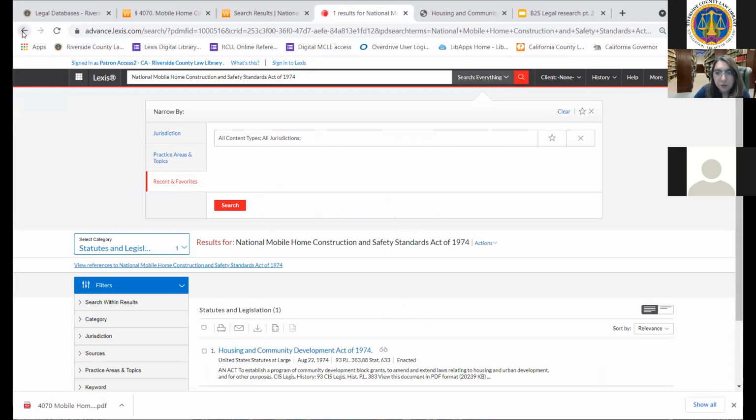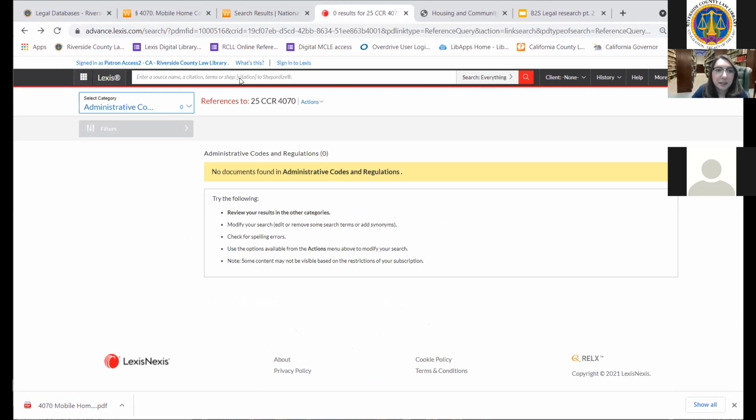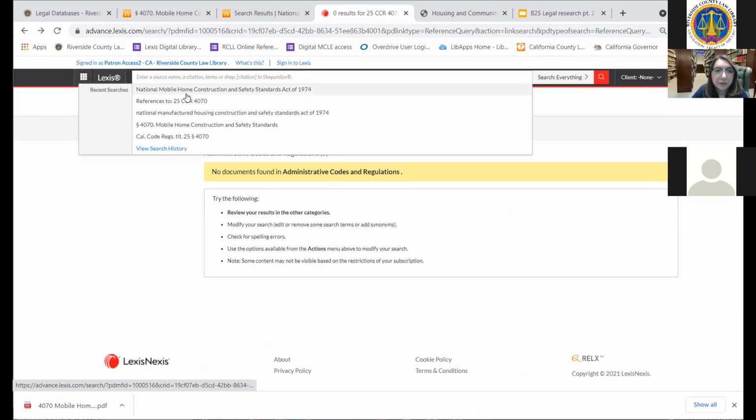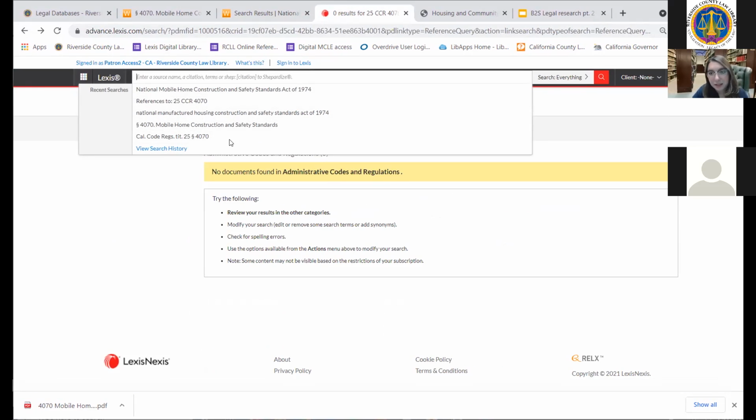Which kind of shows the difference in the information yielded between the two. And then also as you are searching, it saves your history when you're on that session. It's not going to save it after you close out of the window though.